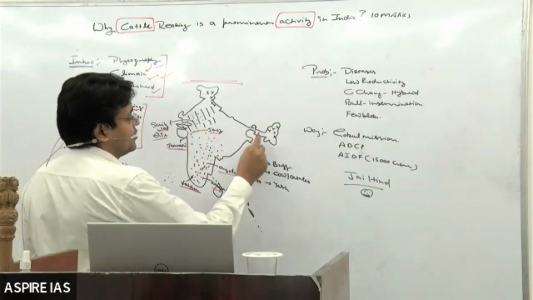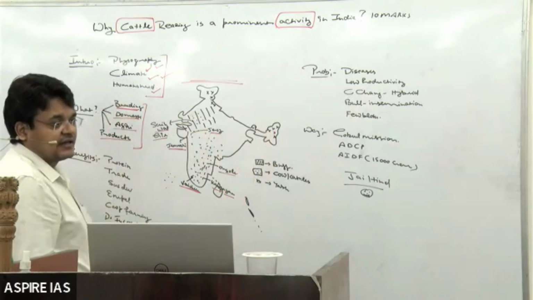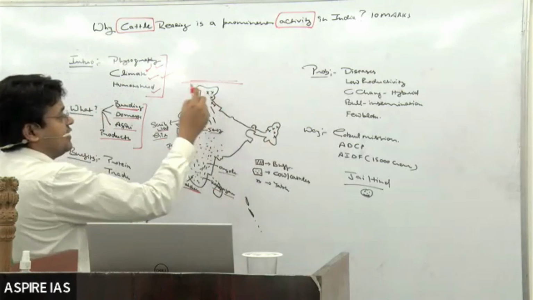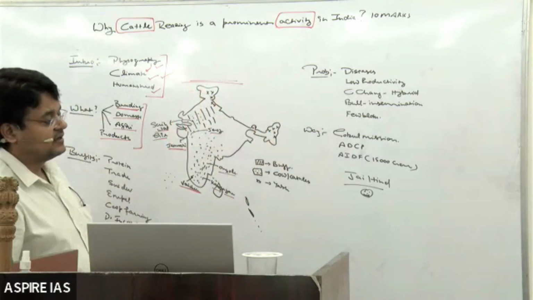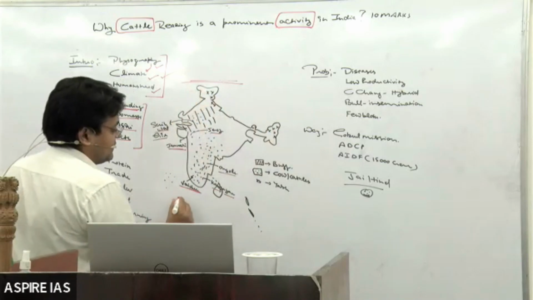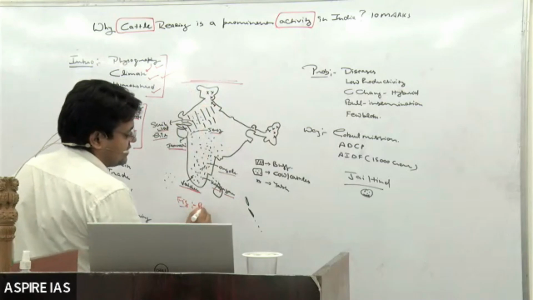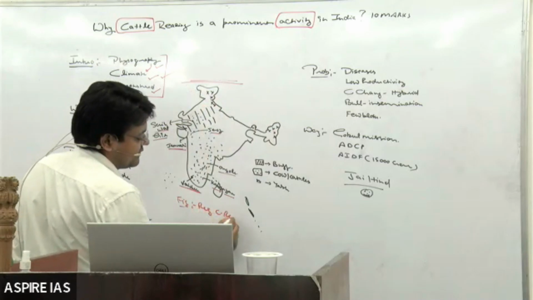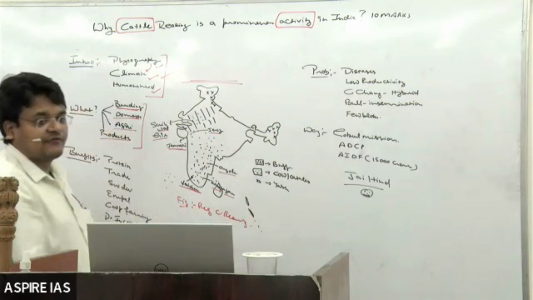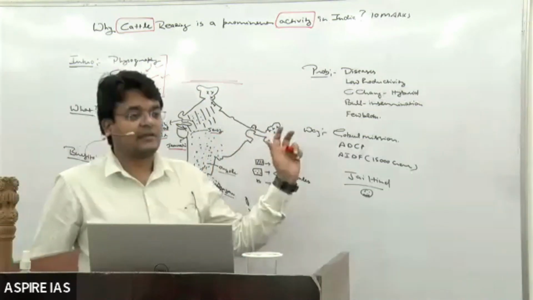And then cross mark belong to Yak. Yak is also part of cattle rearing in Sikkim, Arunachal Pradesh, Lahaul Spiti, and Leh Ladakh. Figure number 1, the regions of cattle rearing. Figure number 1 is important to include. Figure number 1, regions of cattle rearing.